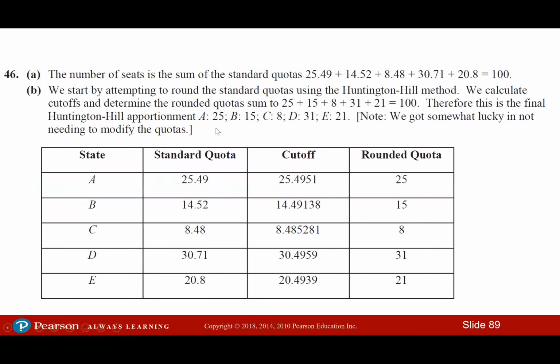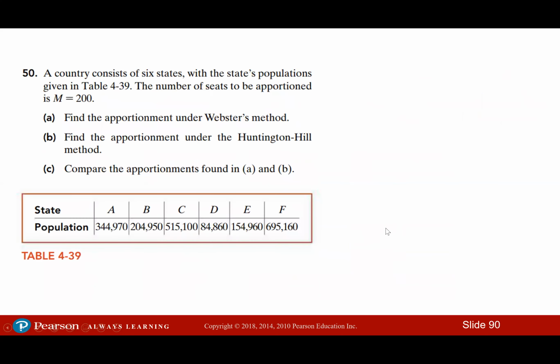All right, let's go with it here. So in that case, between 25 and 26, the cutoff would be 25.4951. This is 0.49, so it stays. That one stays. This one stays as well. 0.482, nope, that one stays as well. And this one gets to go up. And this one gets to go up. So there it is, putting it all on the block.